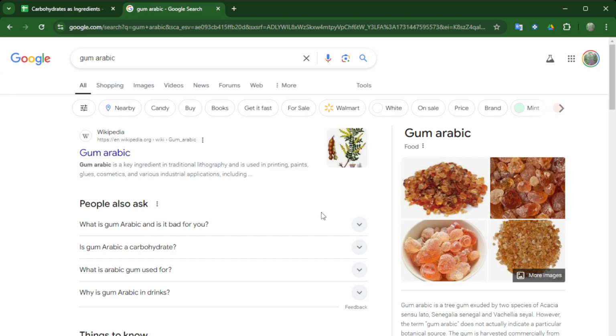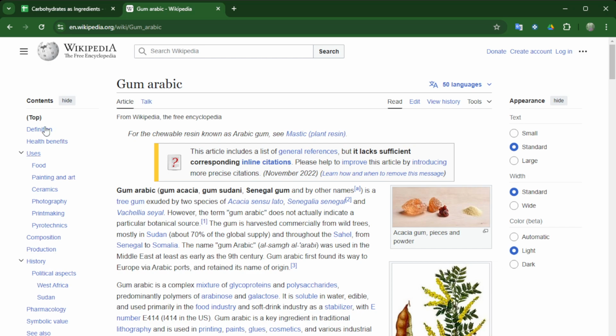Okay, here, just looking at Wikipedia, it tells us it is a tree gum, not indicated chemical source, harvested from wild trees. Then let's look at the second paragraph. Gum arabic is a complex mixture of glycoproteins and polysaccharides, predominantly polymers of arabinose and galactose.